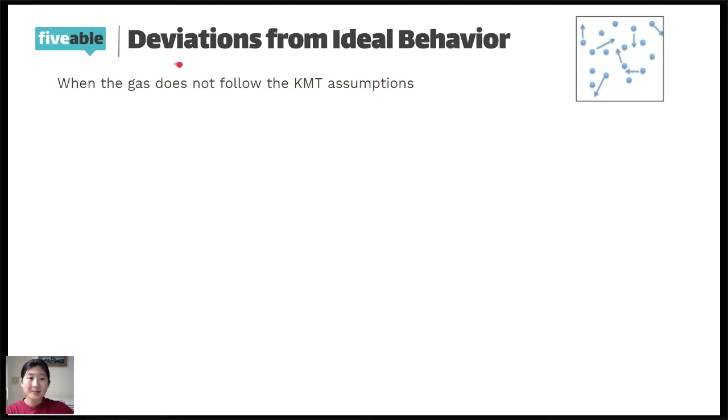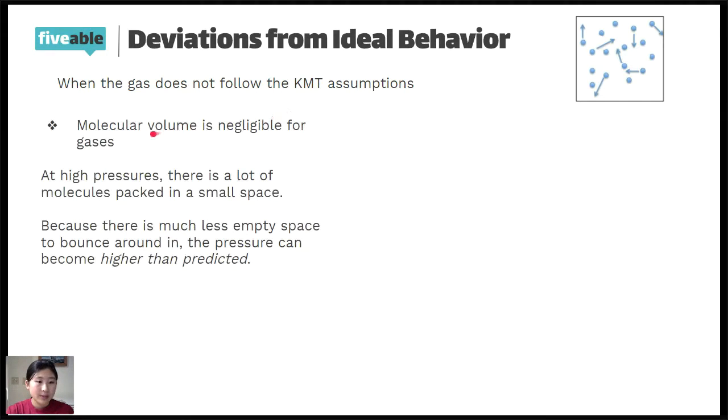All right, so now we're going to talk about deviations from ideal behavior, and you already talked about this, so we're going to go over it. When the gas does not follow the KMT assumptions, that is when we have deviations from ideal behavior. One assumption from the KMT is that molecular volume is negligible for gases, which means that molecular volume is only 0.01% of the overall volume.